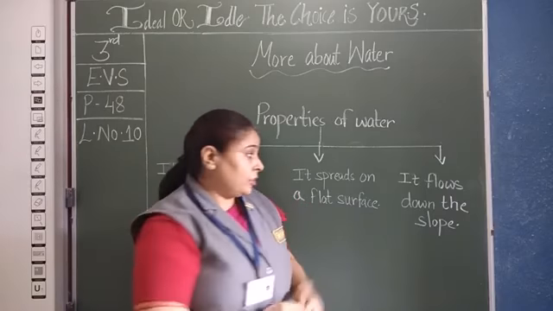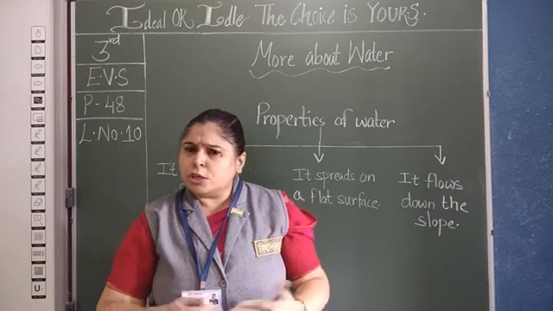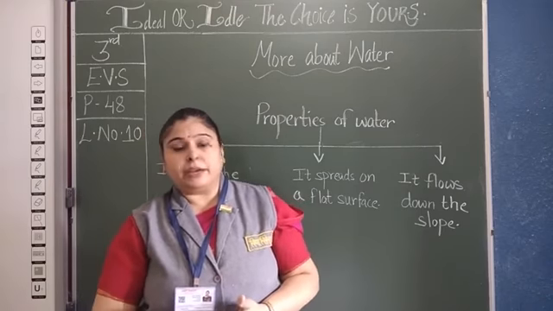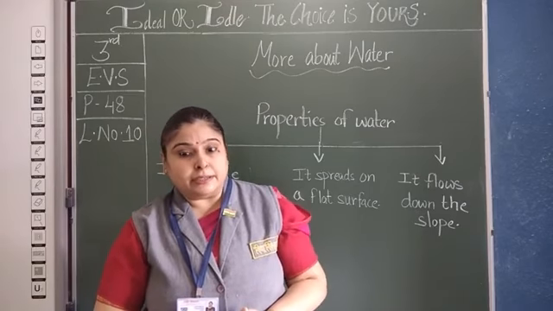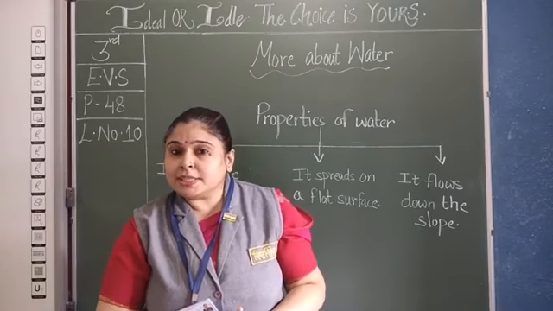Now here, what are we talking about? It flows down the slope. Now, slope means what? Slope means a surface which has one side at a higher level than the other, or we can say a rising or a falling surface.